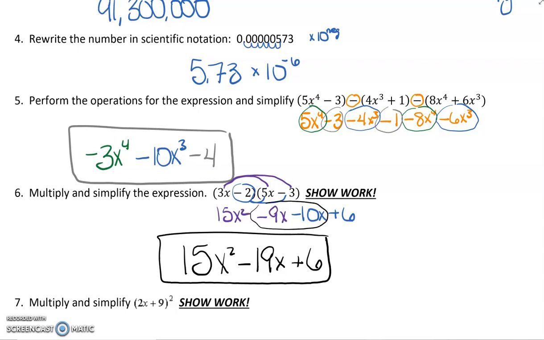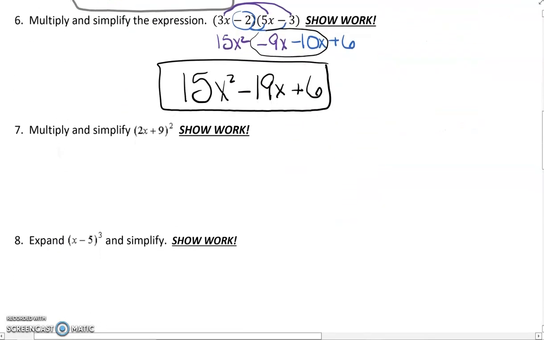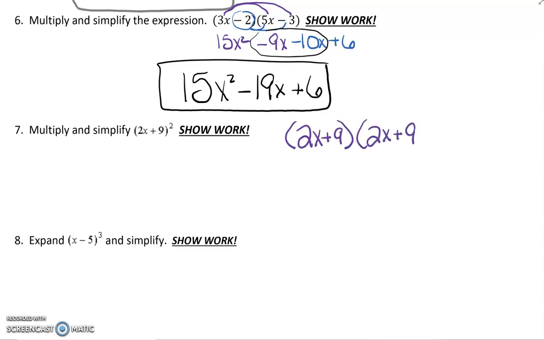Number 7, when I checked the worksheet over 5253, I saw a lot of people getting number 7 and number 8 wrong. So please pay close attention to this. 2x plus 9 squared means 2x plus 9 times 2x plus 9. You have to do the parentheses times themselves. So then you've got 4x squared plus 18x plus 18x plus 81.